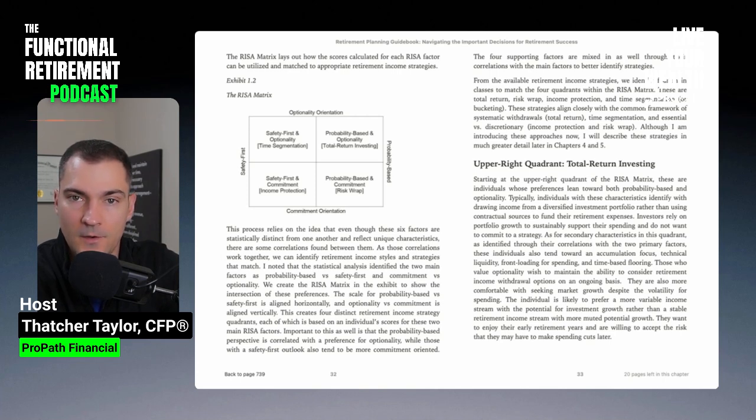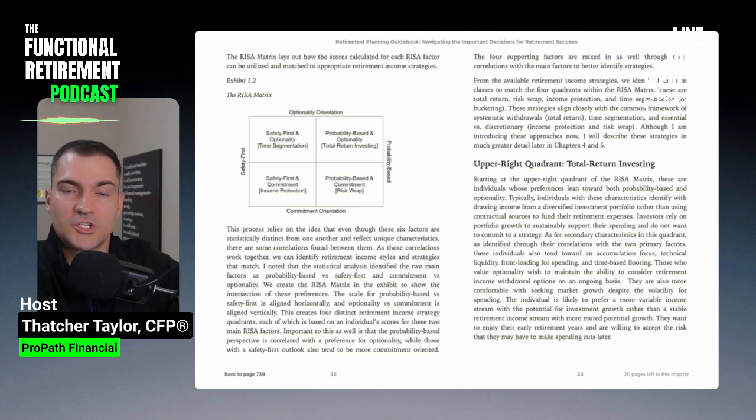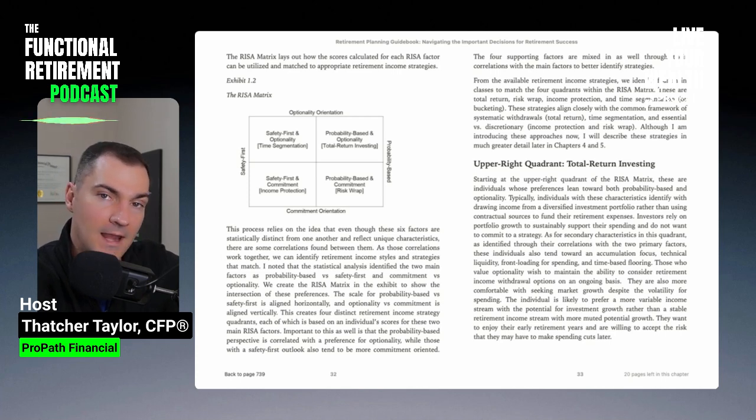In the investment world, they're going to talk about the top right-hand corner here, the probability-based and optionality retirement, where you're basically going to invest your assets in a total return approach that's going to carry more equities than fixed income, and you're going to let the market go up and down throughout your retirement, and that's going to help guide your income distribution strategy, where you may or may not spend a little bit more, but it might help you protect against longevity risk, or outliving your money, because you have more money working in equities.